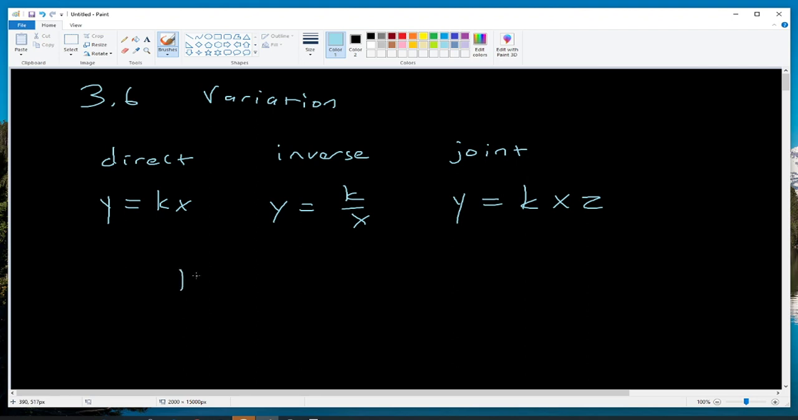In these equations, k is called the constant of proportionality. So in these equations, the constant of proportionality, that is k.